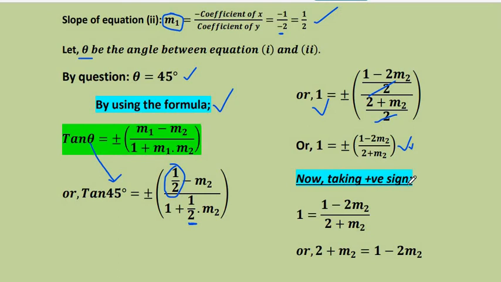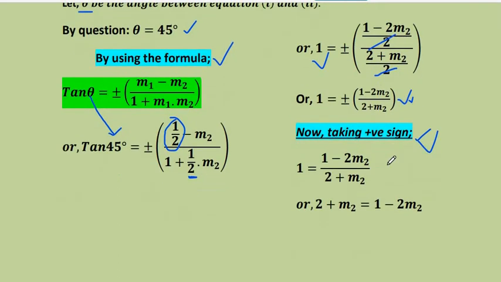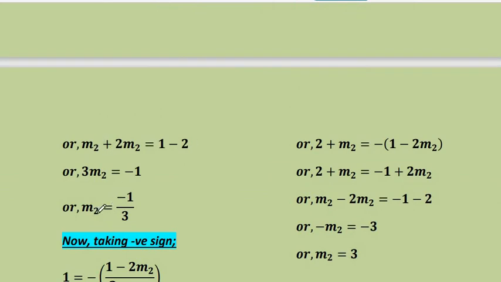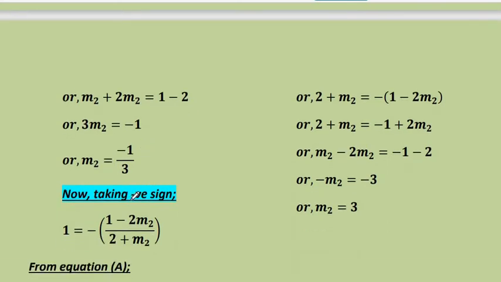Because of that, I have taken the plus sign first, and when I take the plus sign, there will be 1 equals (1 minus 2m2) divided by (2 plus m2), and then do the cross multiplication. Then you will get the value of m2 equals minus 1 upon 3 when we take the positive sign. But when we take the negative sign, there will be 1 equals minus, whole bracket, (1 minus 2m2) divided by (2 plus m2).